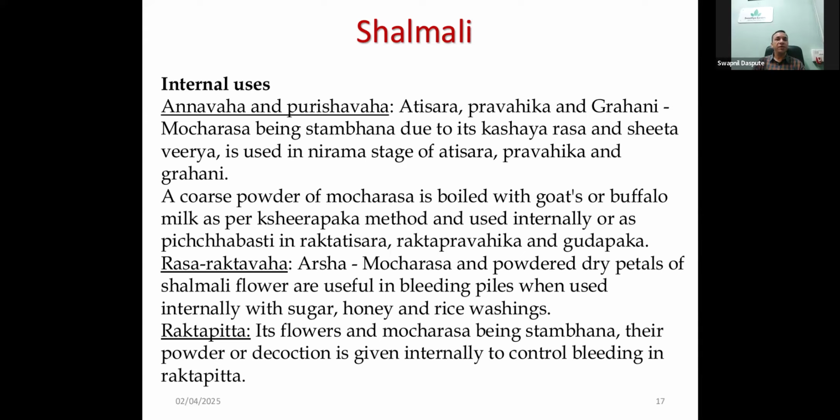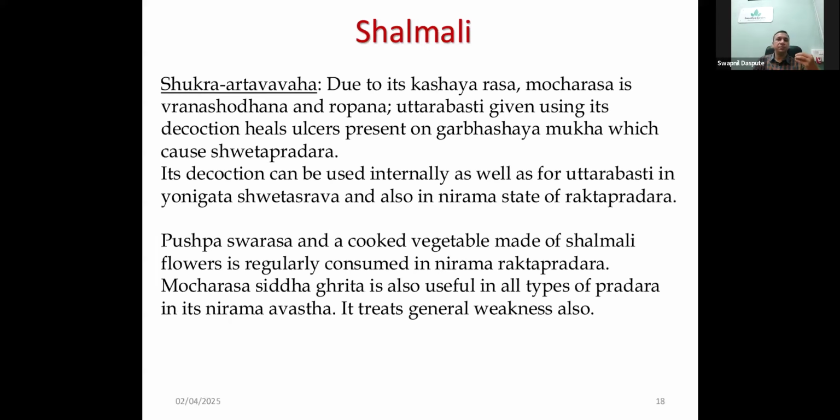Rakta Pitta: its flowers and Mocharasa being Stambhana, their powder or decoction is given internally to control bleeding in Rakta Pitta. Flowers, Mocharasa, as we saw in the previous one also, have the Stambhana Guna. So it works very well in Raktaja conditions. Mocharasa acts very well in Raktaja conditions of any sort. So be it bleeding per nose, per vagina, per anus, per urethra, or bleeding gums, it will act very well in that.